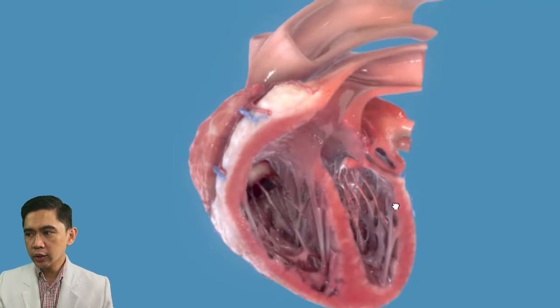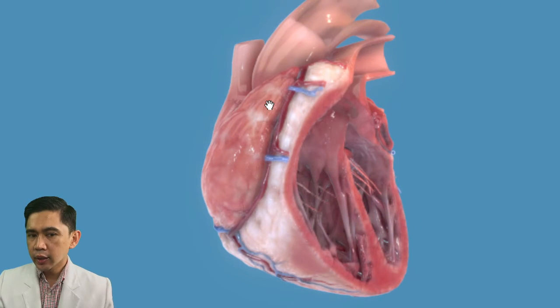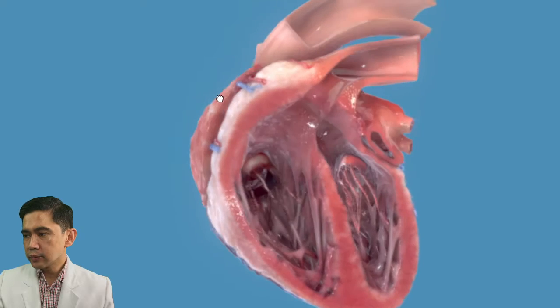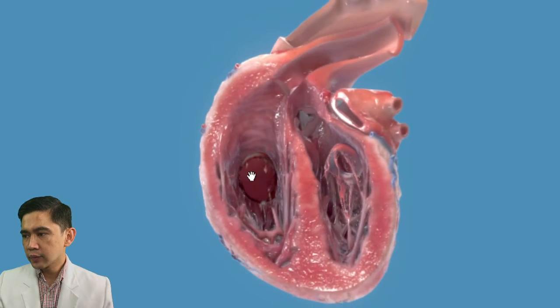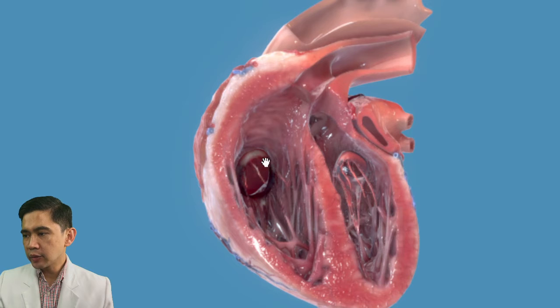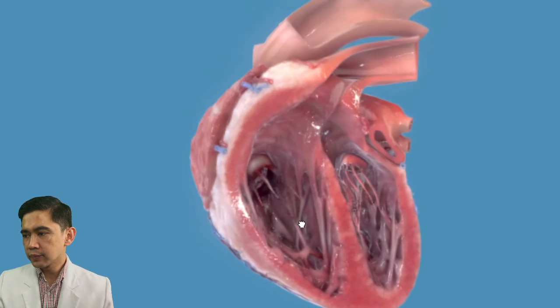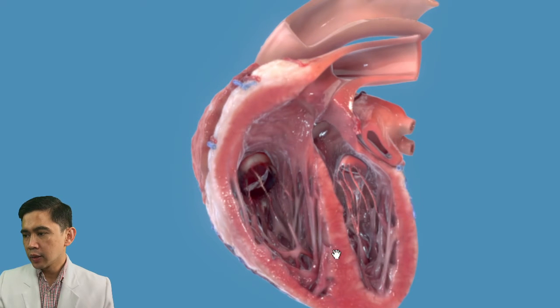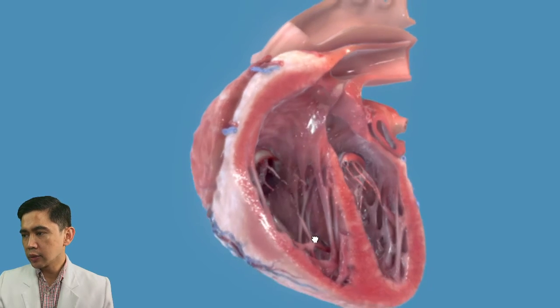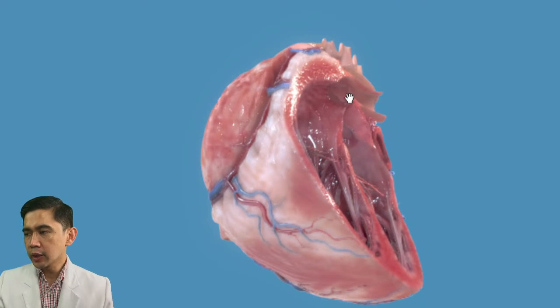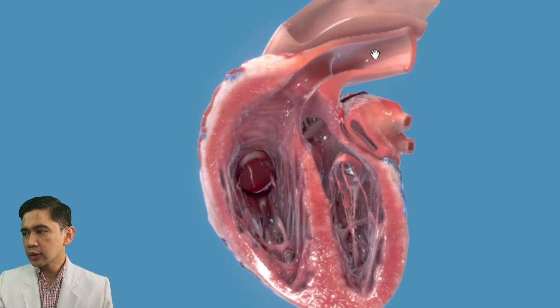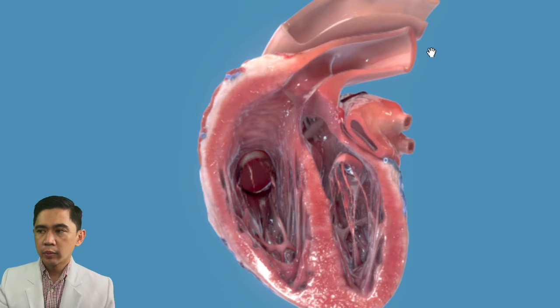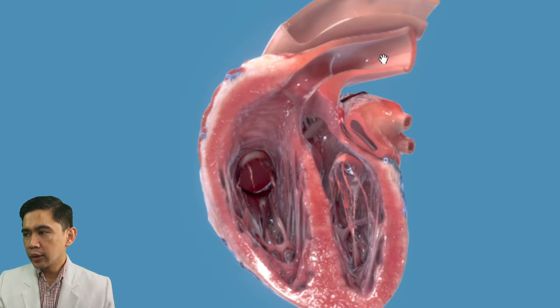So this is a cut heart. This is the right atrium, and this is the right ventricle. This is the tricuspid valve, chordae tendineae, papillary muscles, moderator band, trabeculae carneae, interventricular septum. So blood goes here, then goes up there. That's the pulmonary valve. Goes out via the pulmonary artery. Then it goes into the lungs.